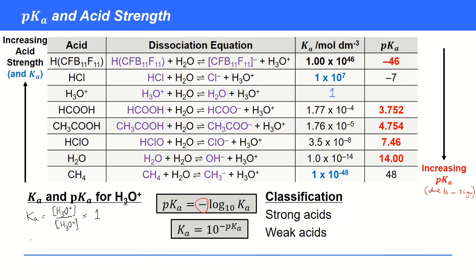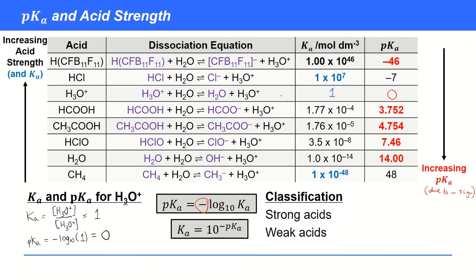If we work out the pKa, we're going to do minus log base 10 of 1. And that's just like saying, if I've got 10 to the power minus something, I want the answer to be 1. Well, the answer is 0. Anything to the power 0 comes out at 1. And therefore, the pKa of this is 0. So we put it in there.